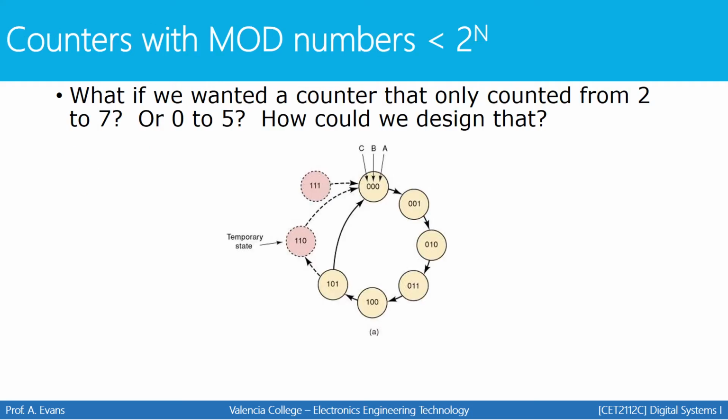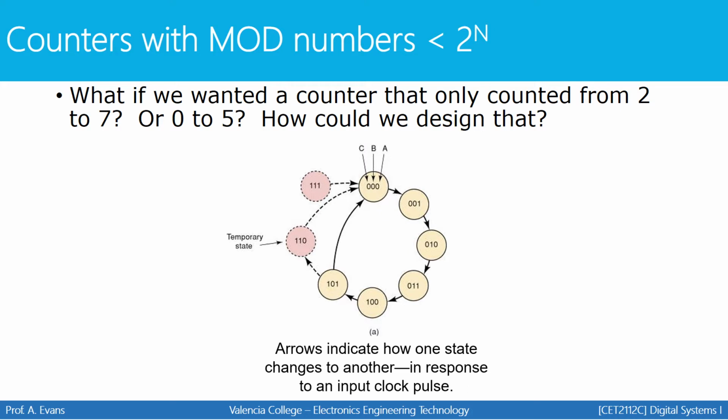So on the screen here you'll see a state transition diagram. The arrows indicate how one state changes to another in response to an input clock pulse. Think about this as the outputs of a counter. In this case, we have a 3-digit number, so we know that this is a counter that has 3 flip-flops. And if a counter has 3 flip-flops, we know from the last video that the mod number would be 2 to the 3rd, or 8. That would be the mod number, which means we know that there are 8 states.